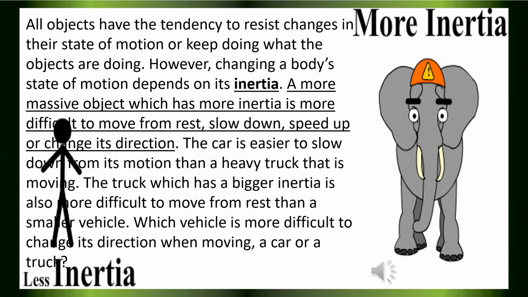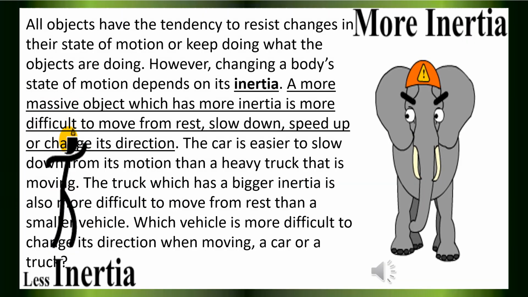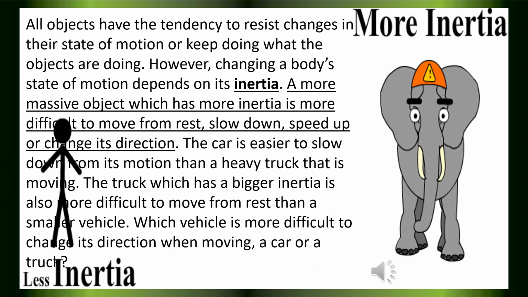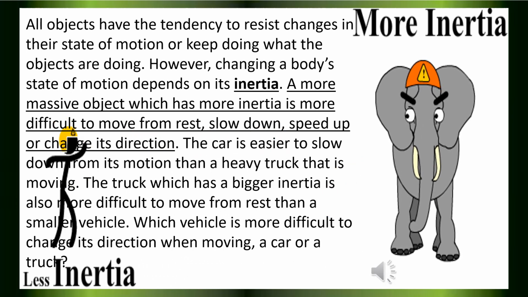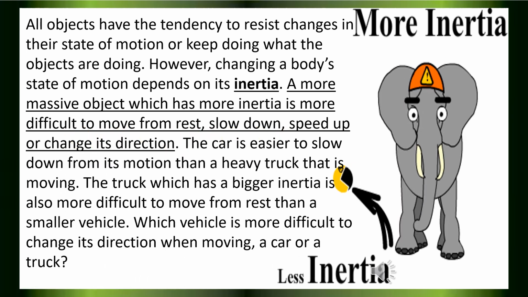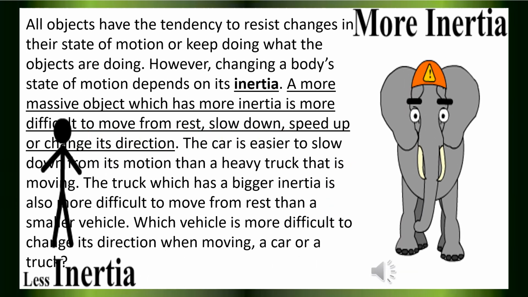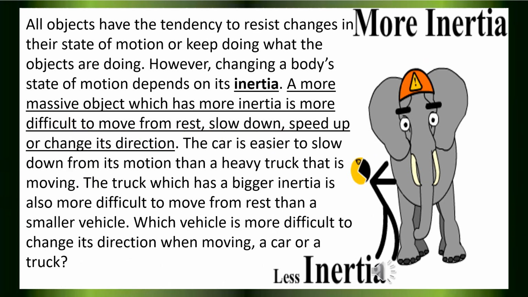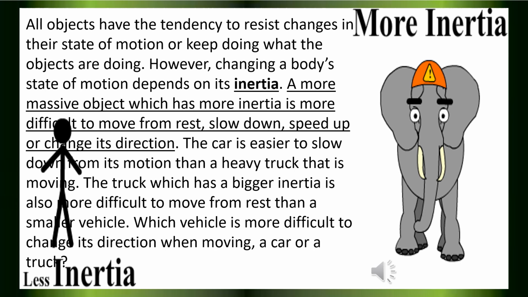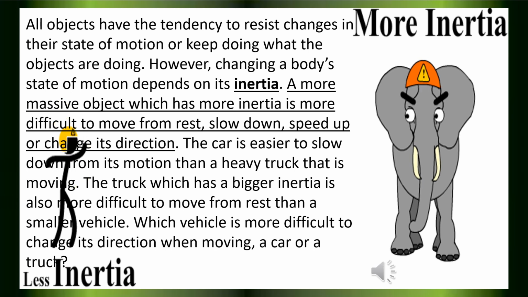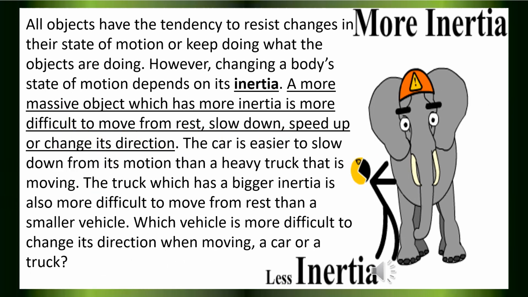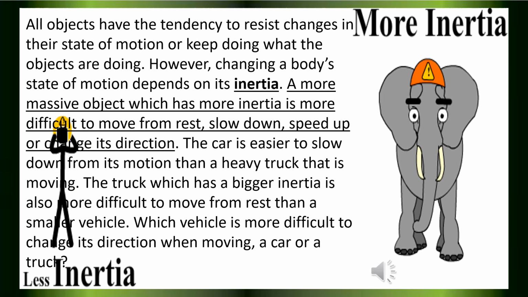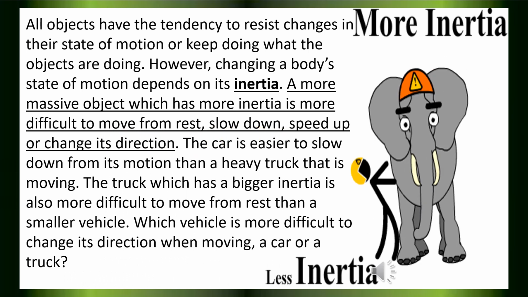All objects have the tendency to resist changes in their state of motion or keep doing what the objects are doing. However, changing a body's state of motion depends on its inertia. A more massive object, which has more inertia, is more difficult to move from rest, slow down, speed up or change its direction. The car is easier to slow down from its motion than a heavy truck that is moving. The truck, which has a bigger inertia, is also more difficult to move from rest than a smaller vehicle. Which vehicle is more difficult to change its direction when moving, a car or a truck?